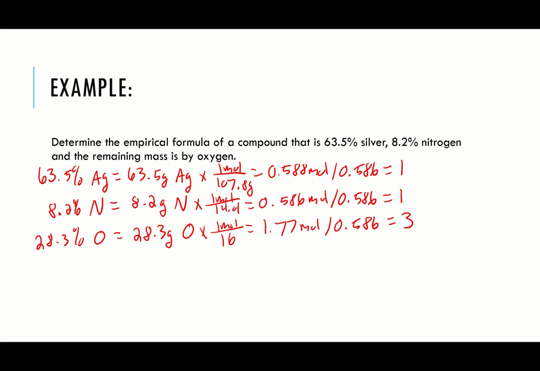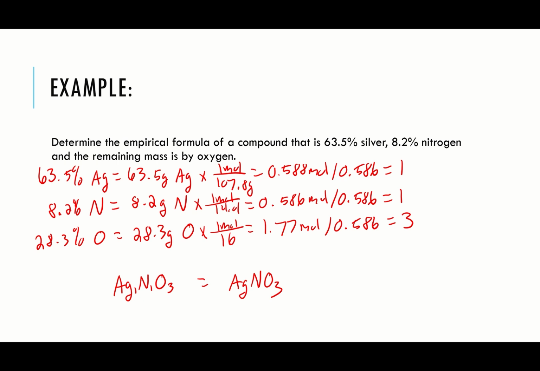So then these numbers, 1, 1, 3, are just the subscripts of our formula. Our formula, we know, contains silver, nitrogen, and oxygen. These numbers that we just found, 1, 1, 3, are going to be those subscripts. So our formula becomes AgNO3. Now that's how we take the percentages and convert them into an empirical formula, where we can see that the 1, 1, and 3 are the most simplified.